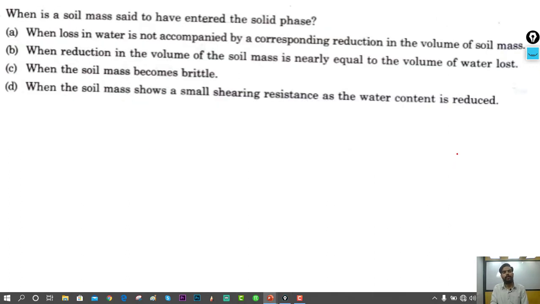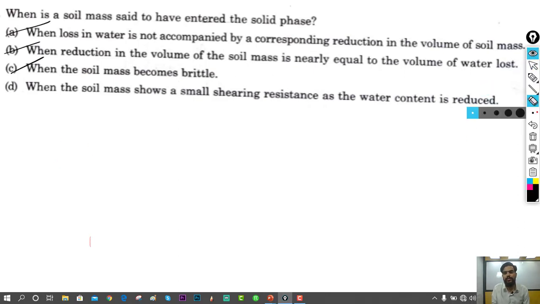Okay guys, in the next question, what is given is: when is the soil mass said to have entered the solid phase? Guys, listen, this is nothing. If you know the Casagrande graph, then you are able to do this question.